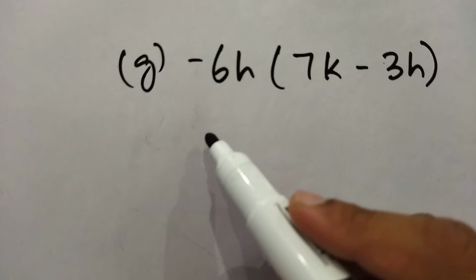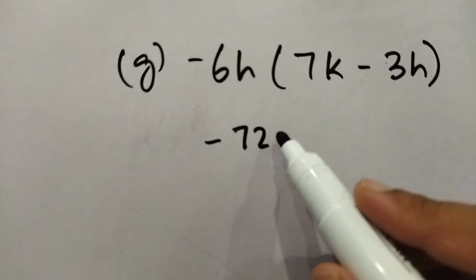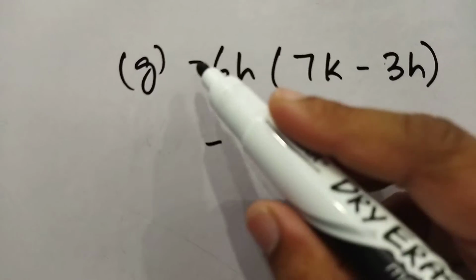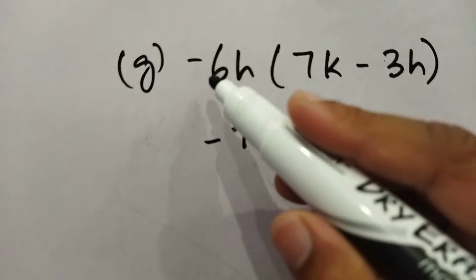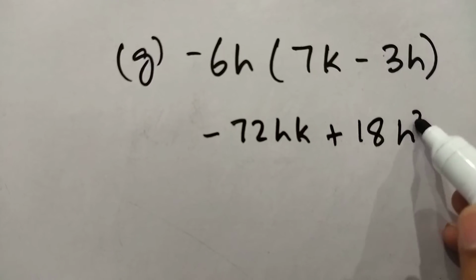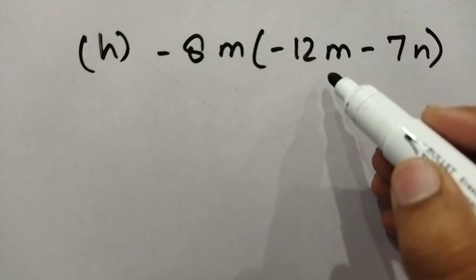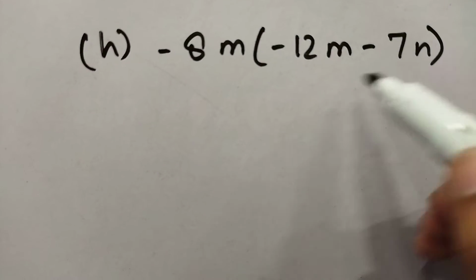Minus plus minus. 6 into 7 is 42. hk is equal to hk. Minus minus plus. 6 3s are 18. h into h is h square. This is the answer. Similarly, part H, minus 8m into minus 12m minus 7n.